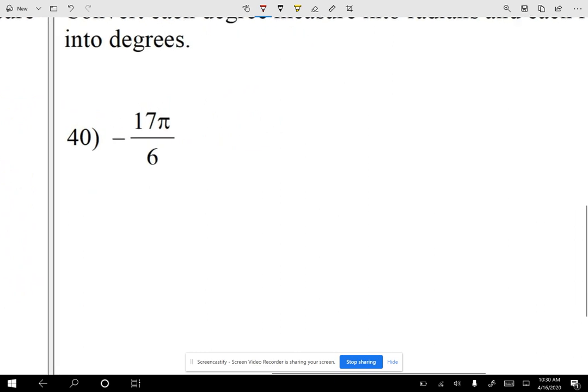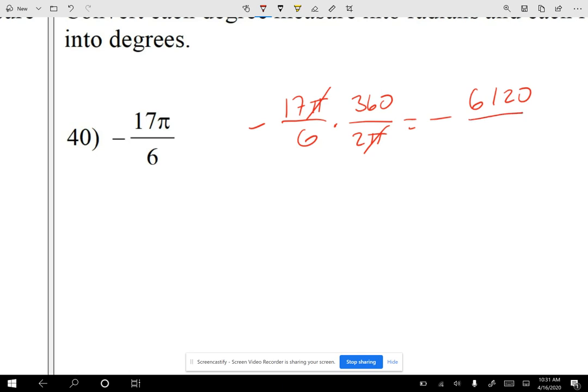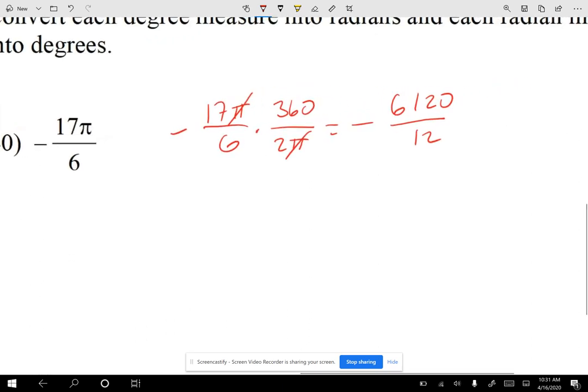Lastly, let's take a look at question number 40. Negative 17 pi over 6. I'm going to multiply this by 360 over 2 pi. I want the pi's to cancel out. So I have a negative. I'm thinking the top, how much is 17 times 360? And I should get 6,120 over 12. Now, how much is 6,120 divided by 12? That's 510. So my answer is negative 510.